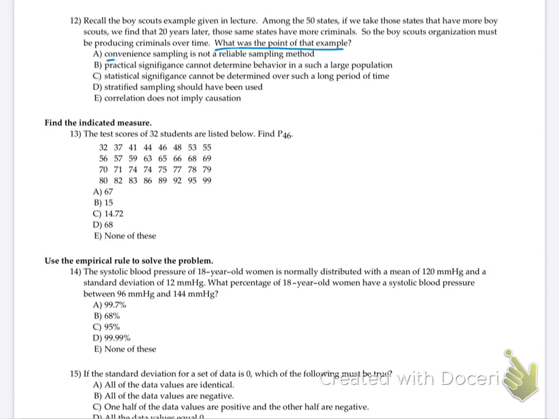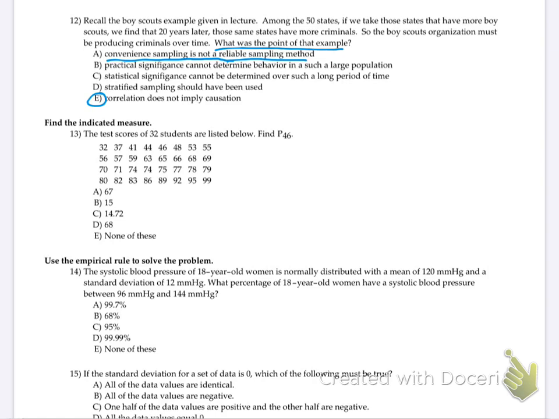Let's go through it. Is it A, convenient sampling is not a reliable sampling method? Was that the point of that example? No. What's the answer? The correlation does not imply causation. Remember that? Just because two things are connected doesn't mean one's causing the other. That was an important point we learned. As you take in data, remember that. That's almost the most important point in the class. Some people call that one of the number one discoveries of statistics in the last 100 years, that two things can be connected without being in a causation relationship.